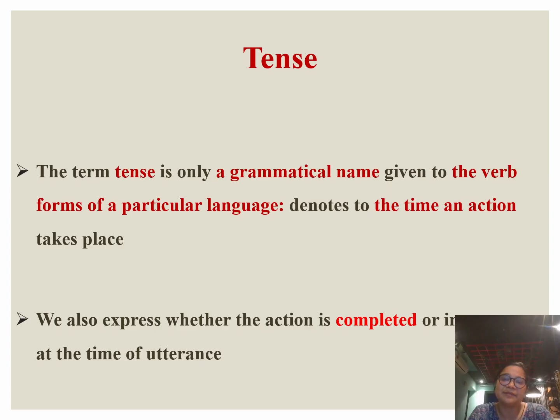Now, what exactly is the meaning of tense and why do we use tense? When we want to know the time of an action that has already happened, or that is happening, or will happen in the future, we use tense. In simple words, from the tense of a sentence, we understand whether an action is already completed, or it is going on, or it will happen in the future.